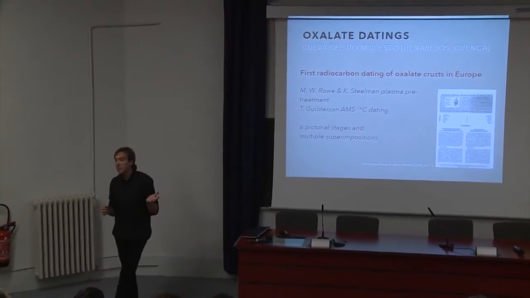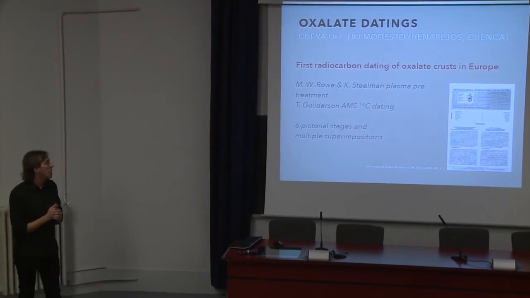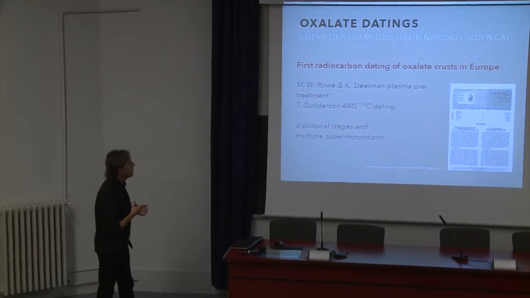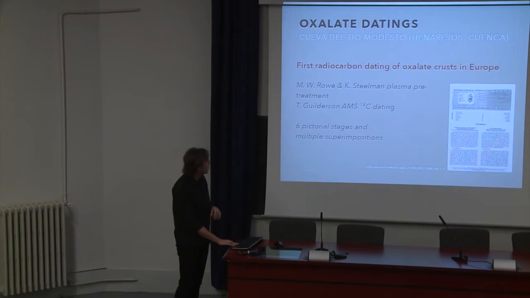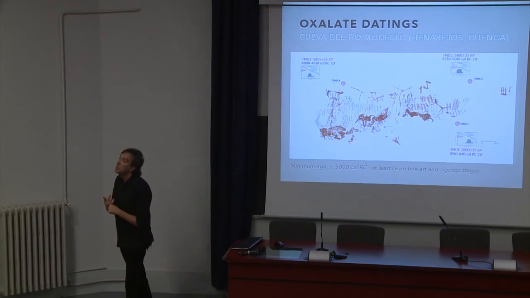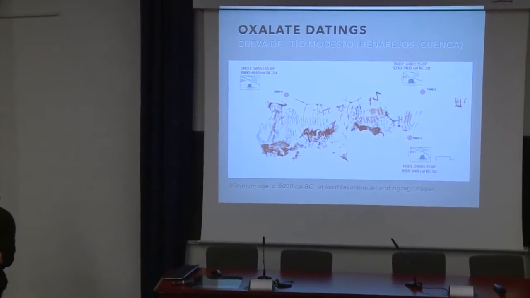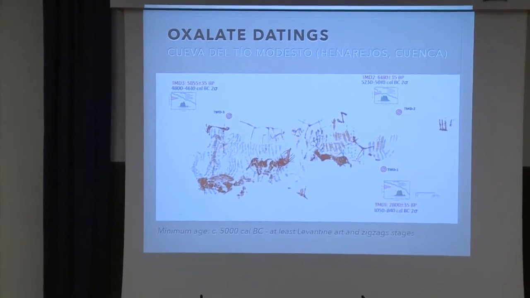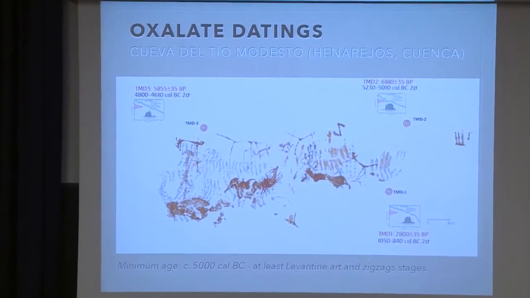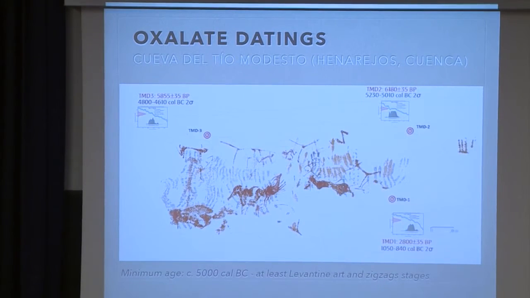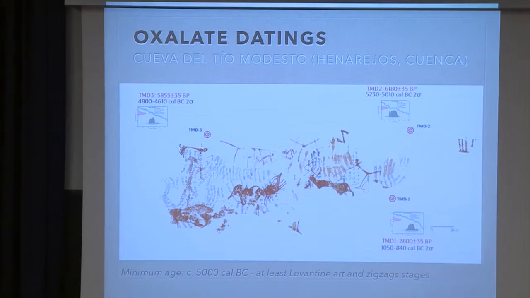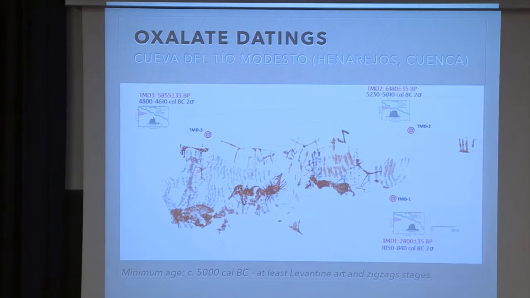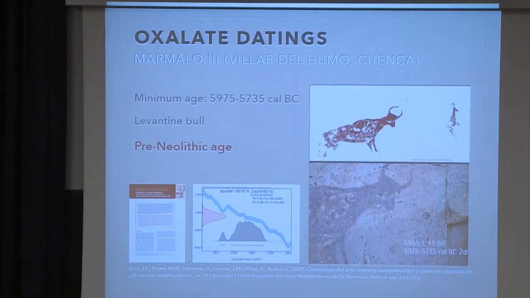The first datings were published in 2006, and we worked with Marvin Rowe, with Karen Stillman, with Tom Gilderson. We produced these datings in a complex site that has at least 6 pictorial stages. And the dates that we get from here were around 5,000 calibrated years before Christ, at least for 3 of the stages of these rock art sites, mainly the Levantine art. There are 2 scenes of Levantine art, and the zigzag that are in this wall too.